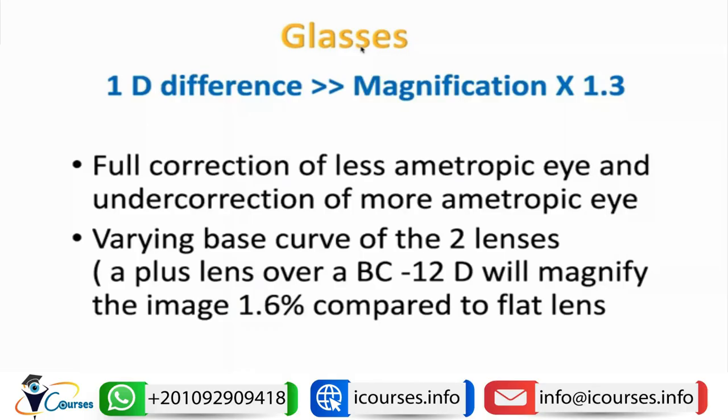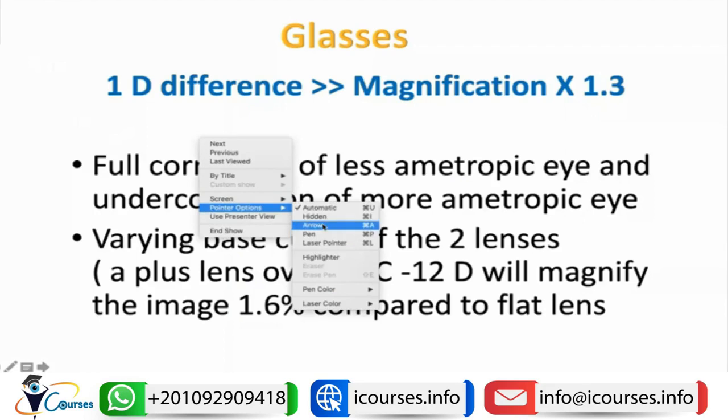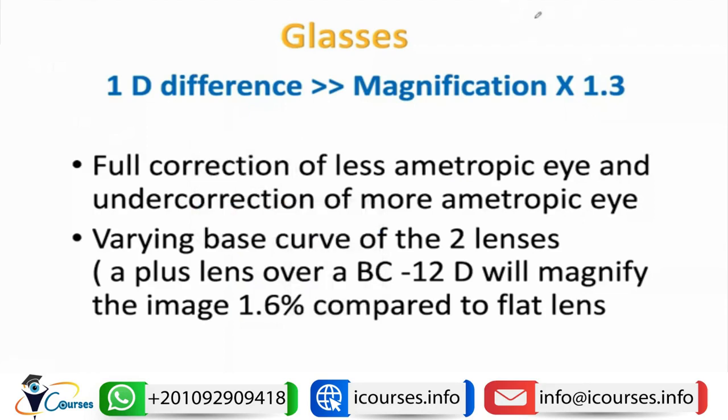So how can we use glasses then? As we said, we cannot use full correction, but we can opt for other options. We can go for full correction of the less ametropic eye and undercorrection of the more ametropic eye, and this will decrease the difference between both eyes. Let's see an example. If we have an eye that has -2 and the other eye has -7, the difference between both eyes is about -5, which is beyond the capability of the eyes to fuse the retinal image sizes coming from both eyes.